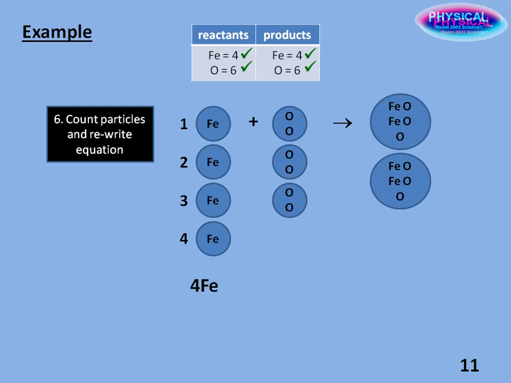4 is the coefficient. Fe, capital F, lowercase e is the symbol for the particle. Plus 1, 2, 3 O2 particles. We don't make that 6O. Our particle is O2, and we have 3 of those. Yields 1, 2 iron oxide particles. So there is the final equation.